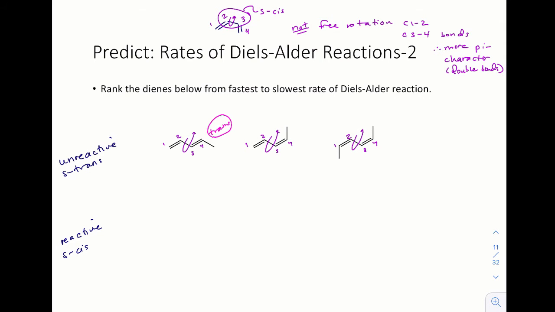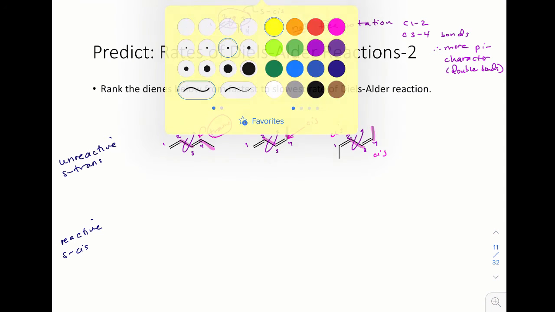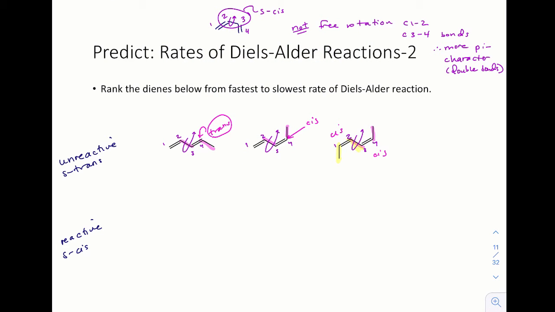So what I'm labeling in pink here, cis and trans, is referring to the double bond, the alkene geometry. So carbons 1 and 2 or 3 and 4. Trans about 3, 4 in the first molecule. Cis about 3 and 4 in the second molecule. Cis about 3 and 4. And then also we have to look at carbons 1 and 2, cis. There's a lot of usage of cis and trans happening here.